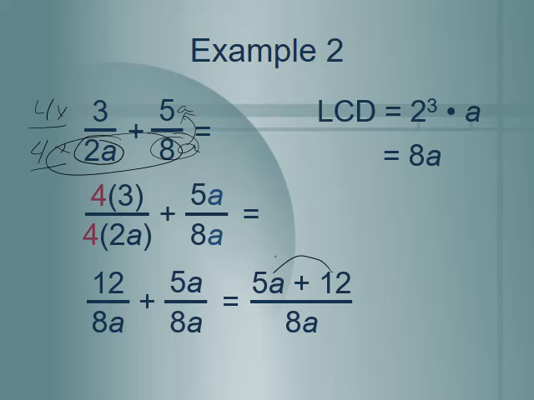Now, if you switch these, that's okay. We just generally put that variable first, and we put the number without a variable second. And that's just a normal procedure, so that's why we switched it in our final answer.